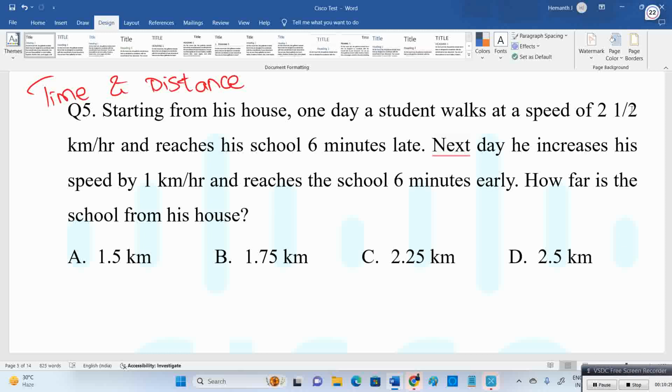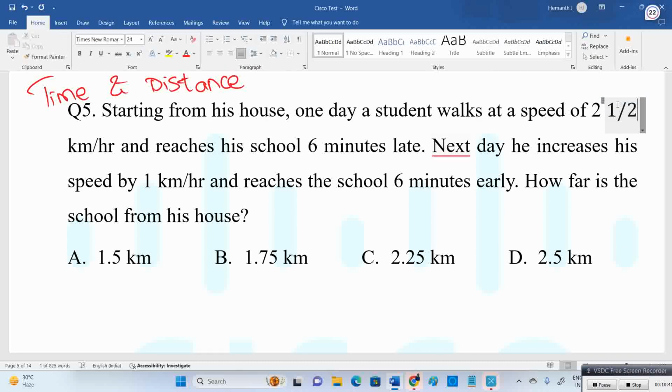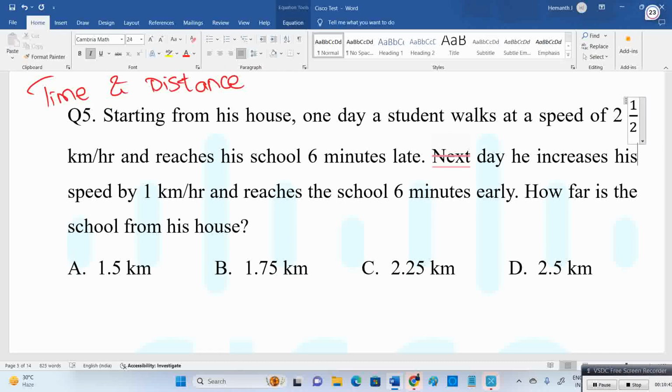Starting from his house, one day a student walks at 2.5 kilometer per hour and reaches his school 6 minutes late. Next day, he increases his speed. As speed is increasing, time taken is less. Now he is early by 6 minutes. Previously late, now early. Now how far is his school from his house?